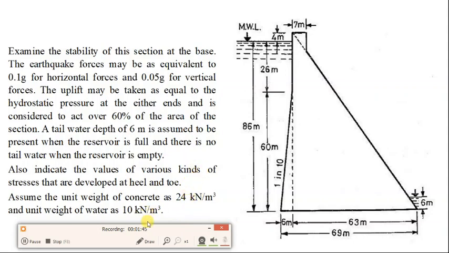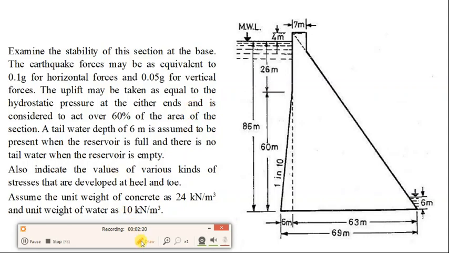Okay, so in order to calculate all the required data, that is stresses, first we have to calculate all the forces acting on a gravity dam. There are major forces: dead load, water pressure, earthquake pressure, uplift force. These are all the major forces, so we will be focusing on all these forces.